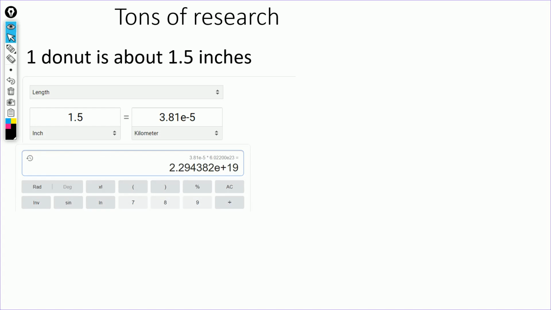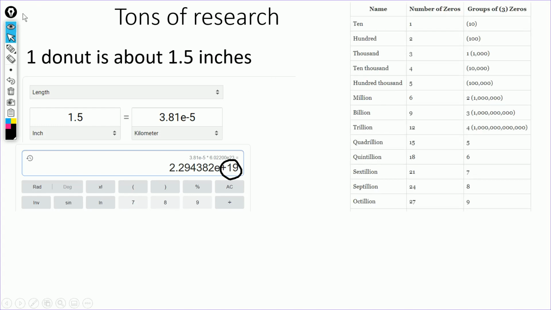Then I converted 1.5 inches to kilometers, and I multiplied that by how many donuts would be in a mole, which is 6.02 times 10 to the 23rd. And I figured out that there would be this many zeros in the number, right? 19 zeros. And I have no idea how to say that. I can go 1,000, million, billion, trillion, but anything past that I really don't know. So then I looked up this chart. After trillion, you have quadrillion and quintillion.